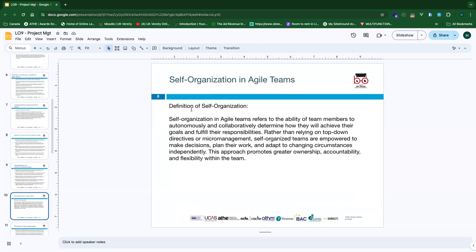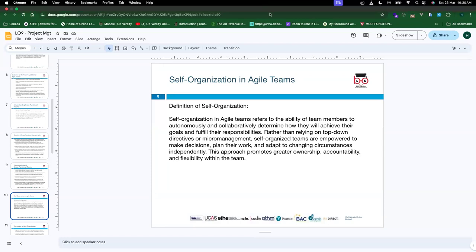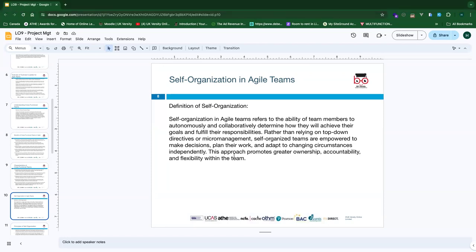Self-organization in agile teams refers to the ability of team members to autonomously and collaboratively determine how they will achieve their goals and fulfill their responsibility.